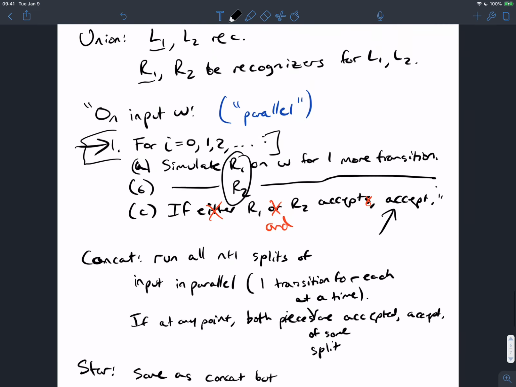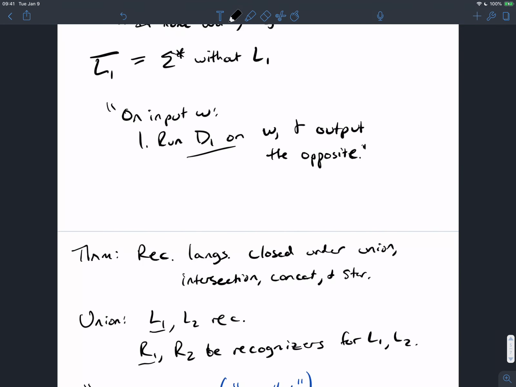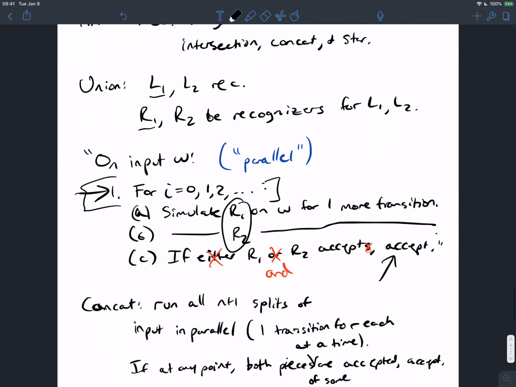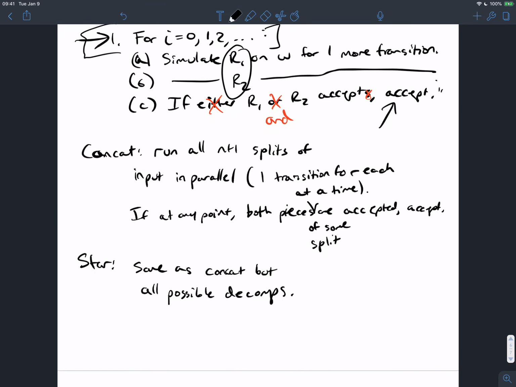So in fact, all of the recognizable languages are closed under union, intersection, concat, and star. Cool. Any questions on that?